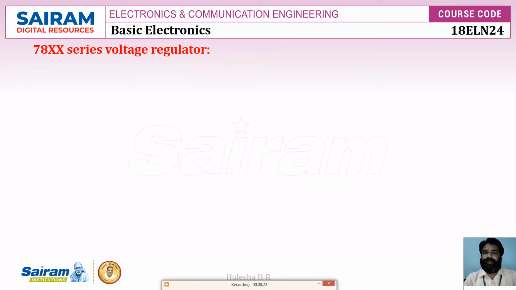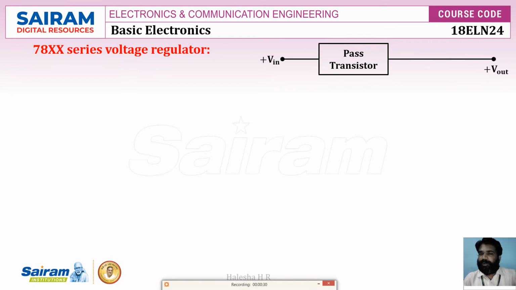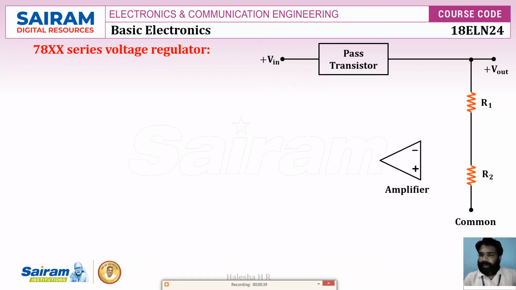The 78XX series voltage regulator consists of a pass transistor. To this transistor, we apply input voltage and we take output voltage. And it consists of two resistors which act as a voltage divider and one amplifier. It has an inverting input terminal and a non-inverting input terminal.